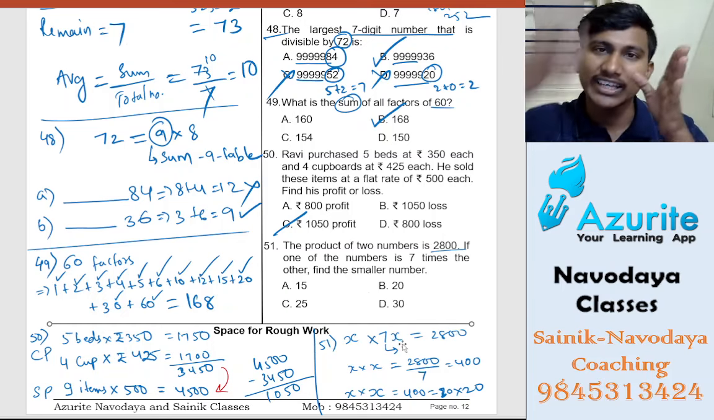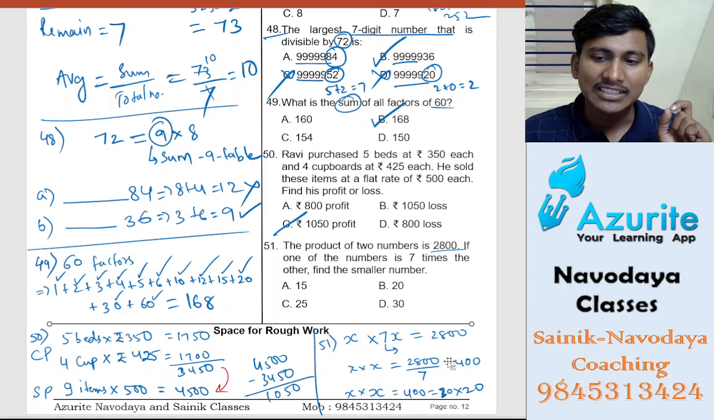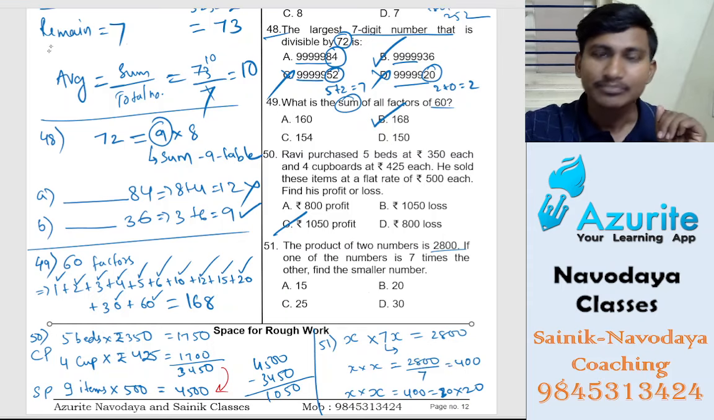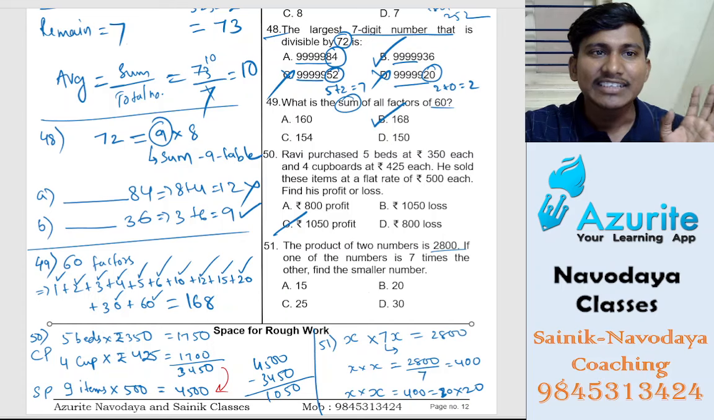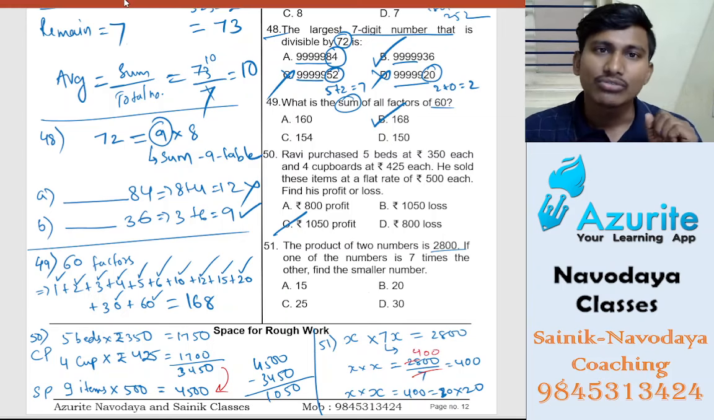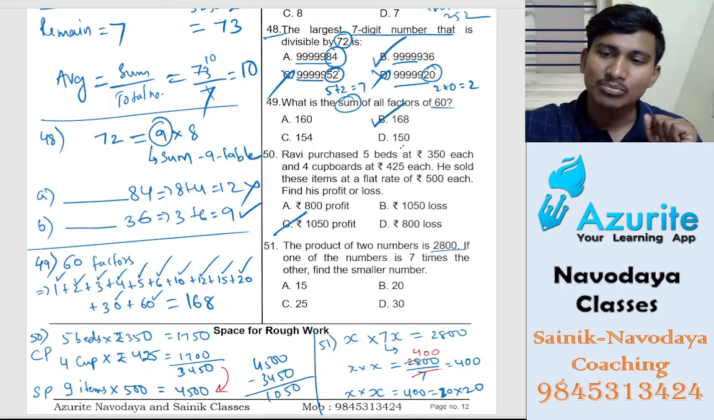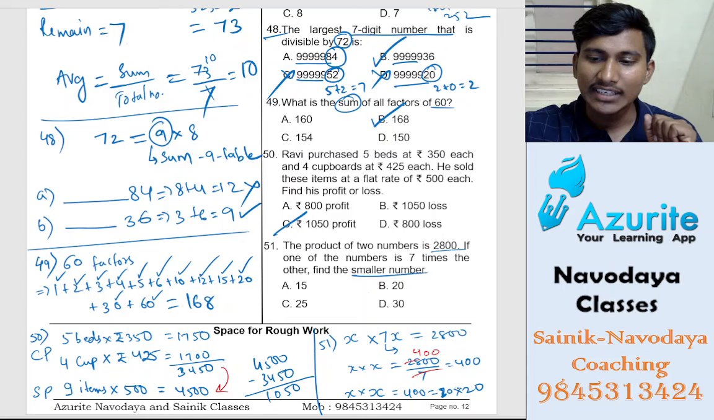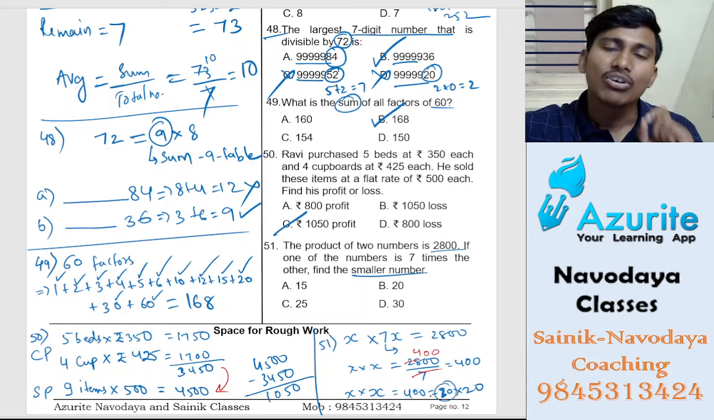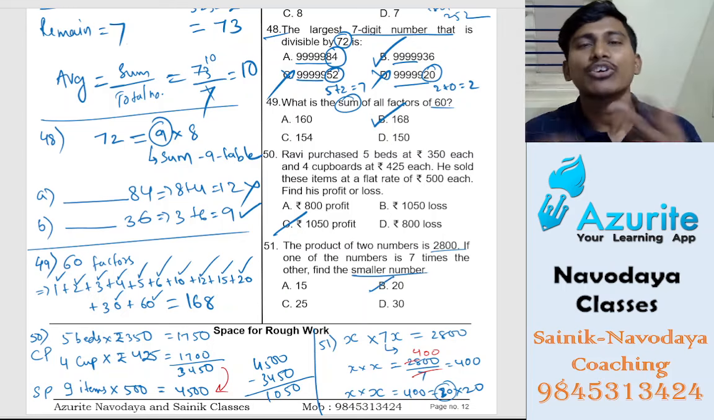We have to separate the x, so we take that 7 to the other side, and it will divide. That is 2800 divided by 7. 7 4s are 28, 0 as it is, so 400 will come. We can find the square root of 400, or we know 400 means 20 into 20. So the smaller number will be 20, that is option B. So this way you can do, or go with options.